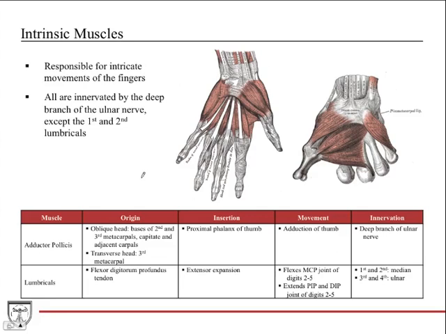And then lastly, we'll talk about the intrinsic muscles of the hand. So these are responsible for the intricate movements of our fingers. They help give us our dexterity, help us to pick up small things or maneuver objects like a pen, like when we write. These are the muscles that help us do that. They are all innervated by the deep branch of the ulnar nerve, except for the 1st and 2nd lumbricals, which are innervated by the median nerve. And again, this is a table here. This is really the location of the intrinsics right here around the base of the fingers and into the fingers.